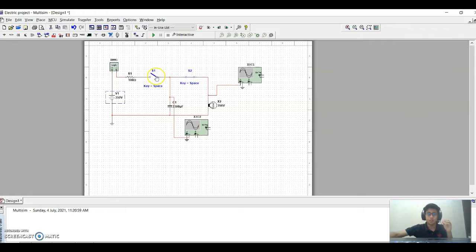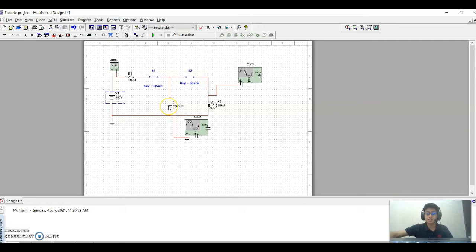Next is the switch. We use two switches. Actually, we can use one switch, which is SPDT, that toggles to connect either to the left circuit or the right circuit. But in this circuit, we use two. We use two switches because we want to make it easier. So the left hand side switch is for charging the capacitor, and the right hand side switch is for discharging the capacitor.